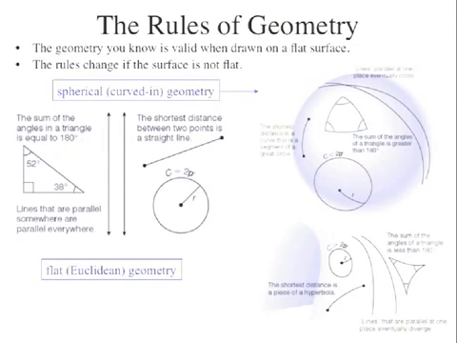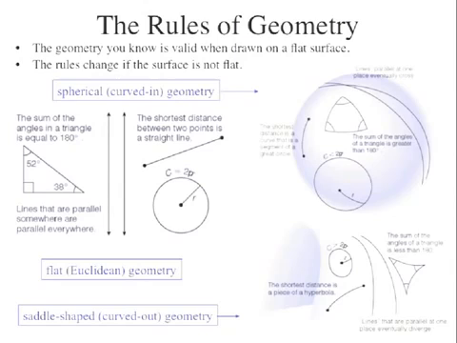And if you then have the other curved geometry, this is known as the saddle-shaped geometry. It, after all, looks like a saddle. In this case, the laws are reversed. Two lines that are parallel diverge at infinity. They don't cross, they diverge. The circumference is greater than 2 pi times the radius. The shortest distance is a piece of a hyperbola. The sum of the angles of a triangle is less than 180 degrees.